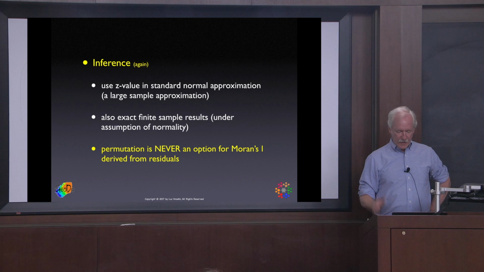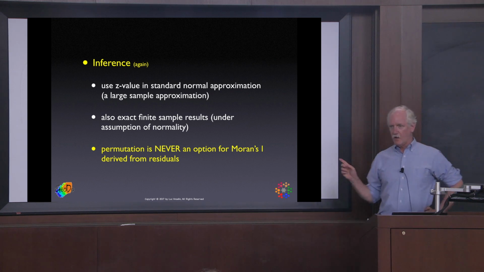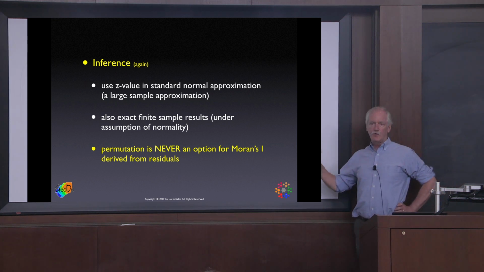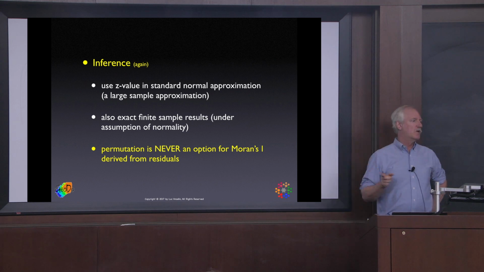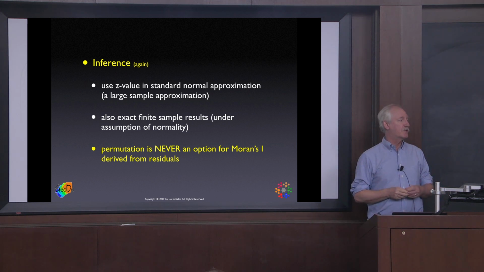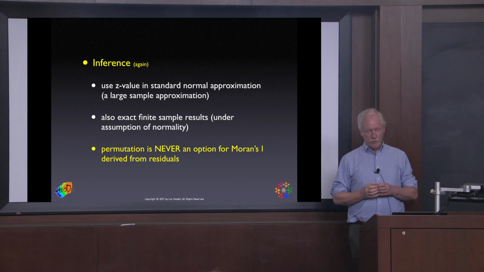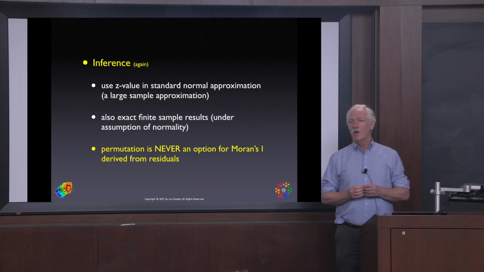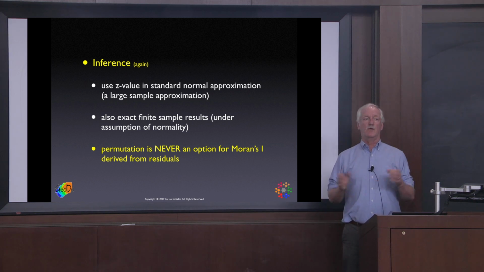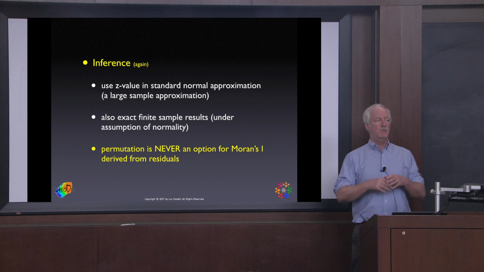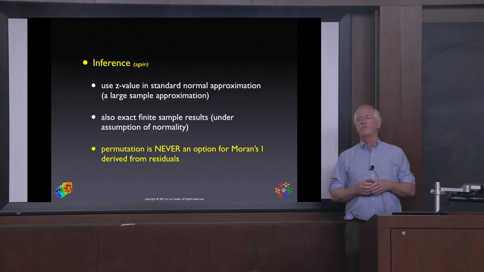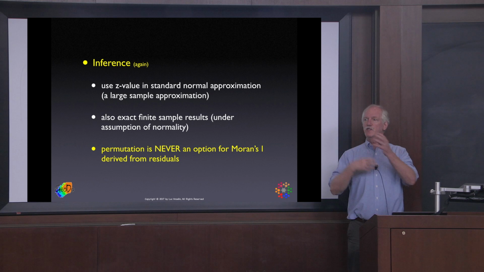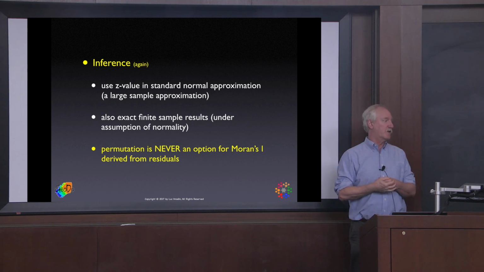The one thing I do want to stress, and that's why it's in yellow, is don't ever do a permutation approach on the Moran's I based on residuals in a regression. The reason is that in the permutation approach, the null is spatial randomness. So in an exploratory sense, you have any variable, you compute the Moran's I, and then you reshuffle the observations on the map multiple times, and you recompute it each time. That null is spatial randomness.